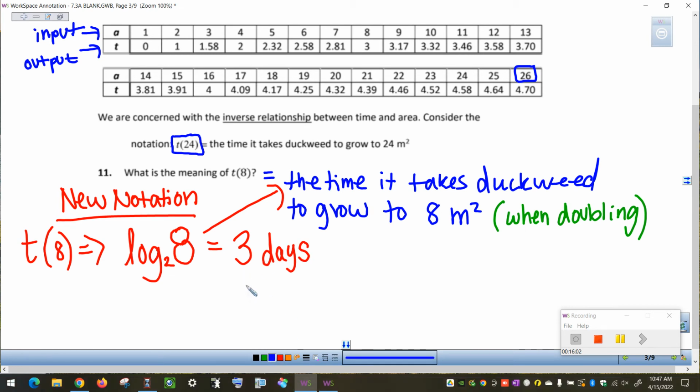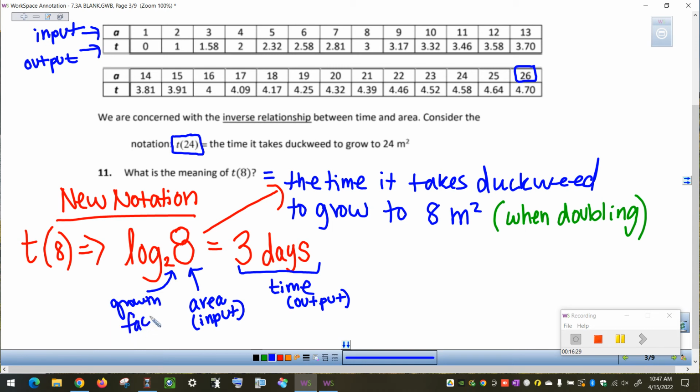All right, so let's make note of a few things here in this statement. So notice how the answer, the output, is time in days. Notice how the input right here was the area. And then notice the position of the little 2 down there. That was our growth factor. So we know this is the inverse because we can see that the meaning of the input and the output have switched.